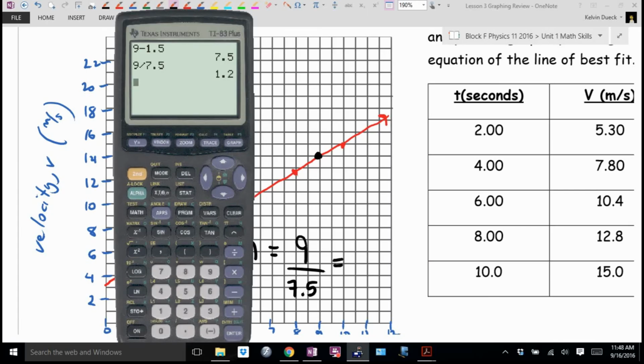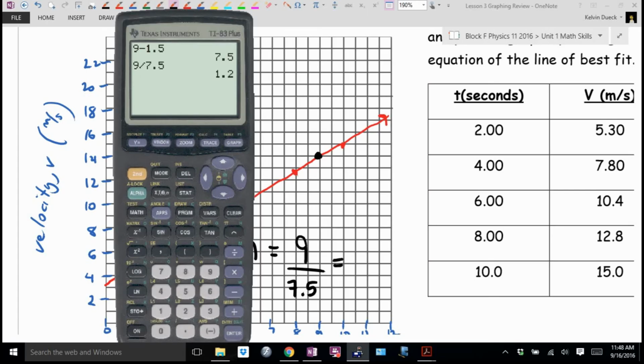Jordan, what'd you get for your slope? As a decimal, please. I'd take that. I'd give you full marks. Just the right 1.23 is good. Jaden, what'd you get for your slope? 1.25. I'd give you full marks. Connor, what'd you get for your slope? 1.25. I'd give you full marks.